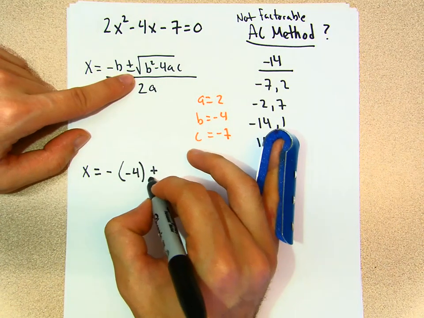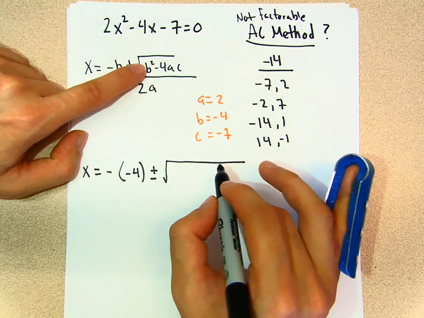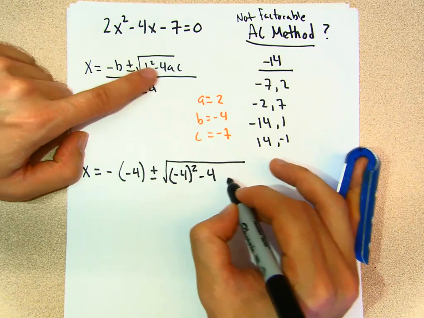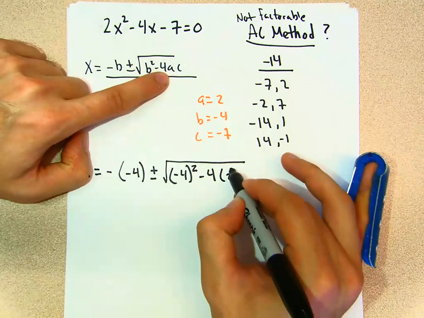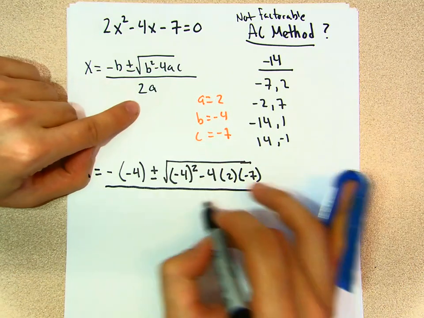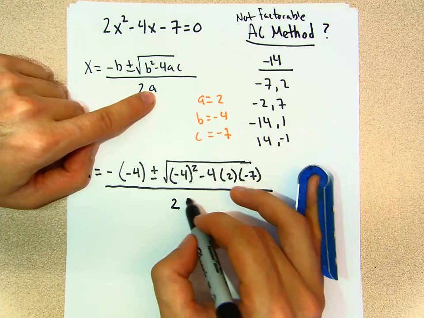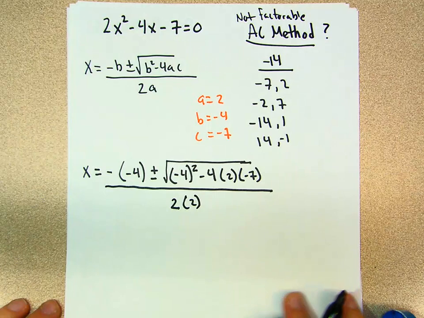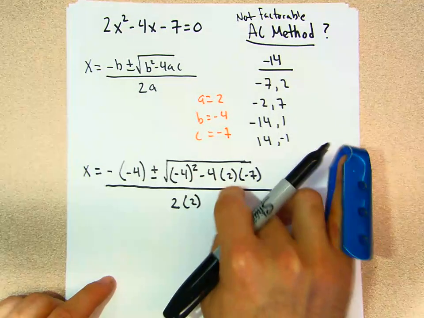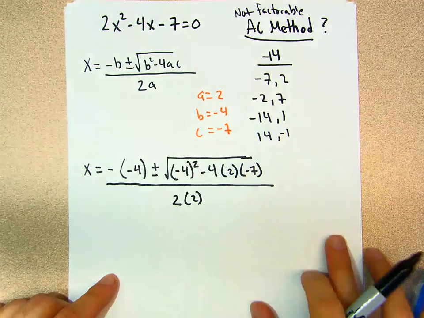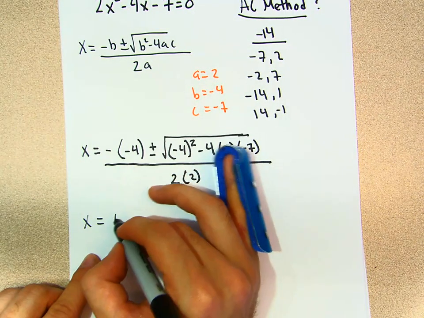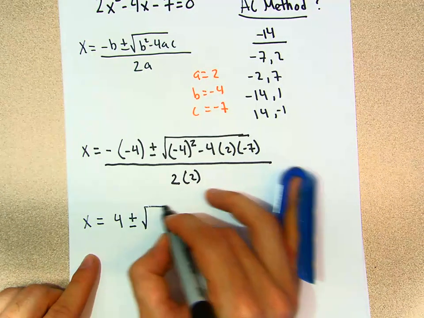Okay? Plus or minus the square root of b squared. So it's negative 4 squared minus 4 times 2 times negative 7. And then we're going to divide all of this by 2 times, and what's my a? 2. Okay? Setting it up should be okay for everybody. There should be no problem for anybody to set this up. Going through it takes a little bit of work. So here, x is equal to, negative times negative is positive, plus or minus the square root of.